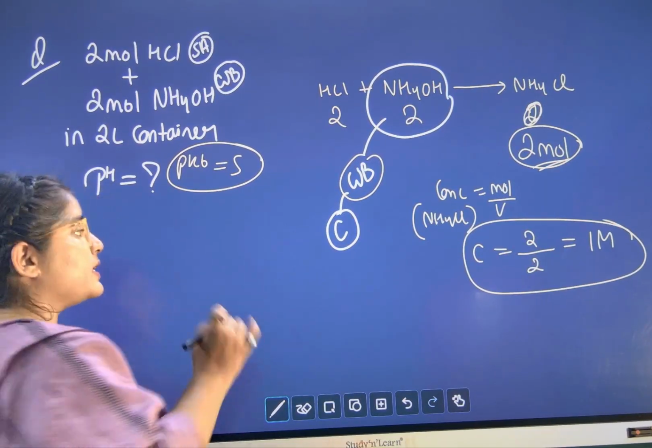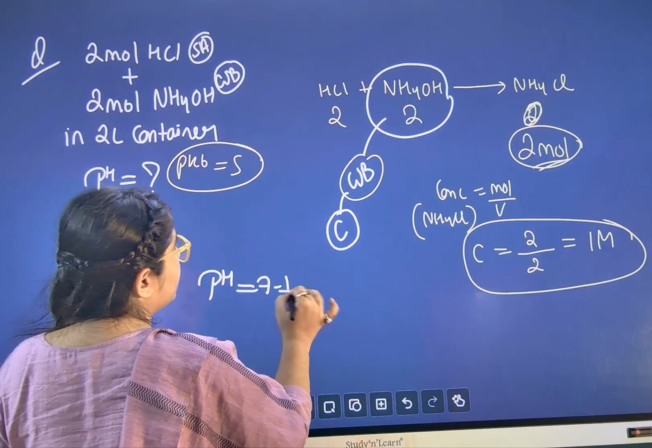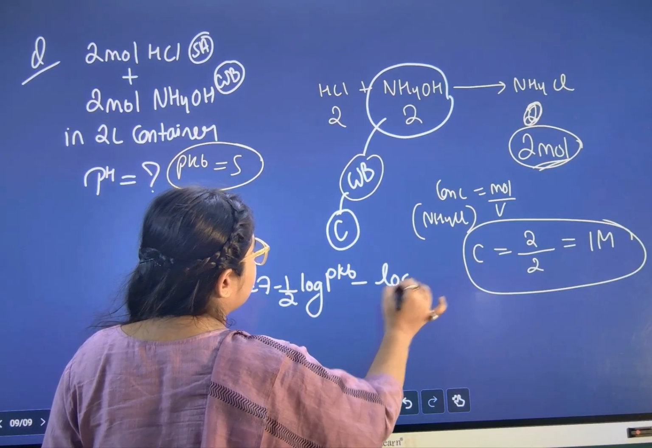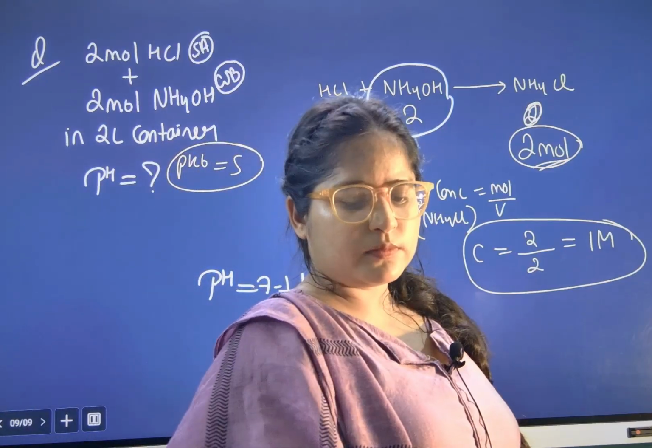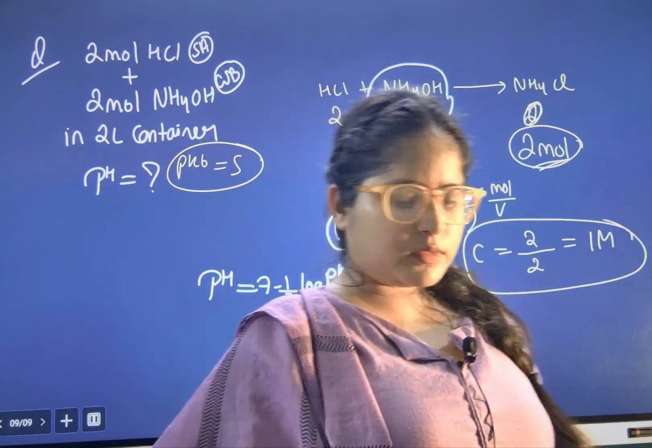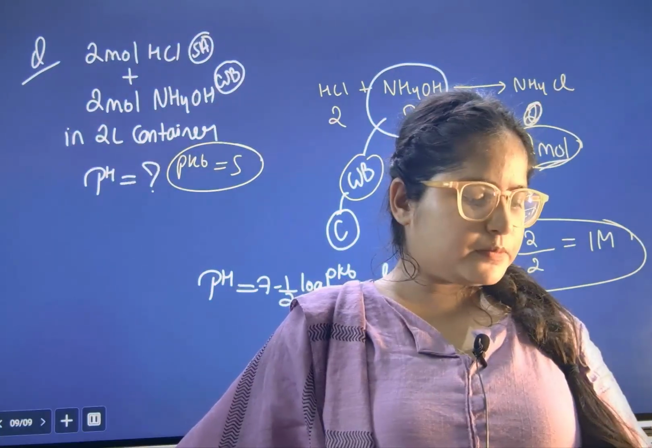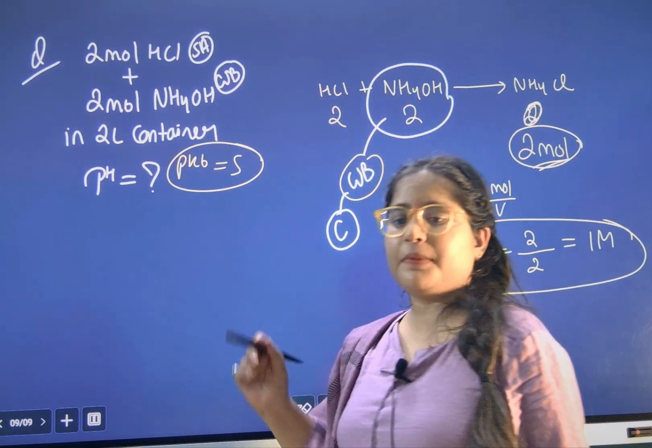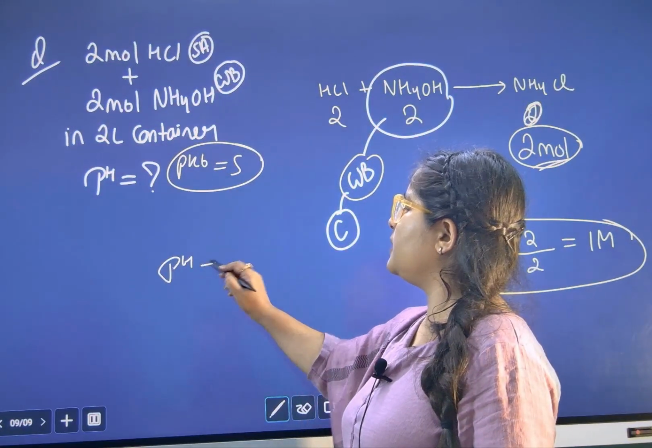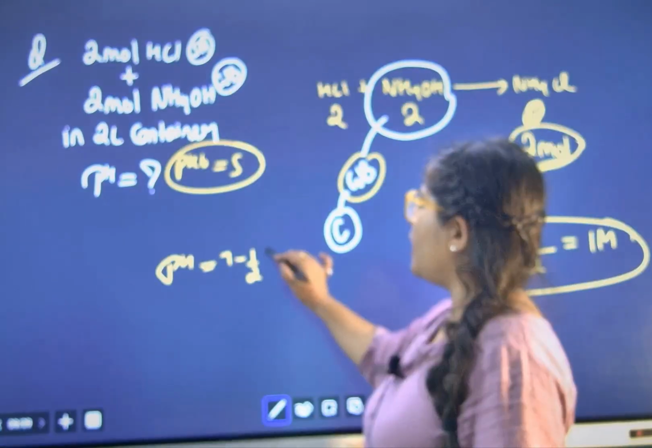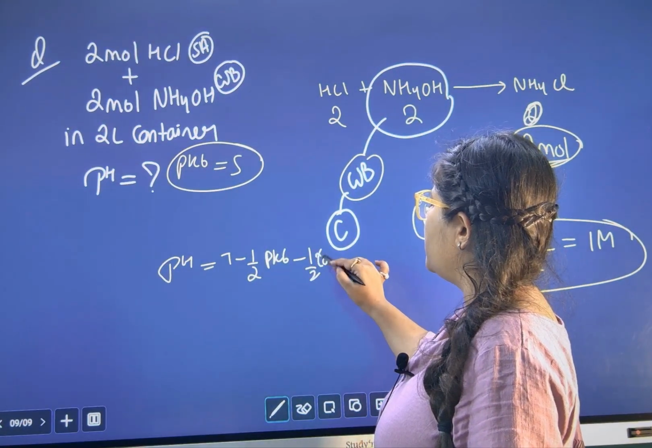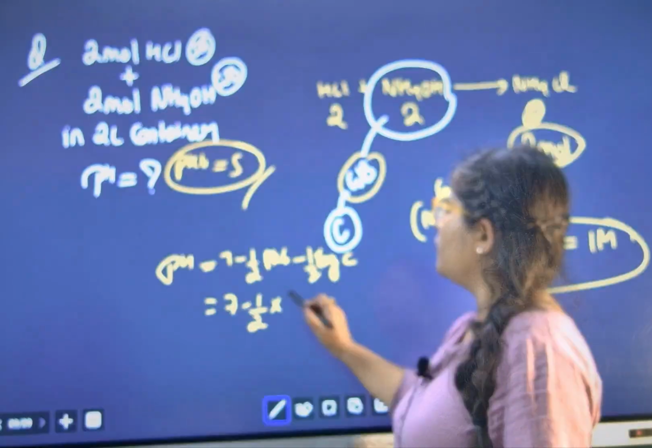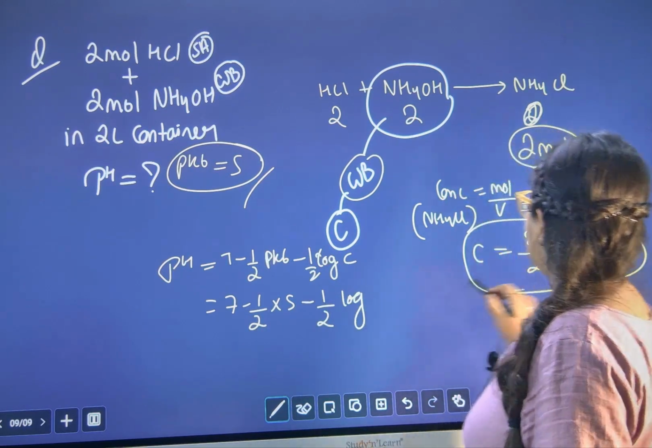Do you remember, for base it was minus. So we will use here pH equal to 7 minus half pKb minus half log C. Okay, what was the pH formula in the case of weak base? pH will be equal to 7 minus half pKb minus half log C. So 7 minus half pKb, how much is given in the question? 5. Minus half log C, how much have you calculated? 1 molar.